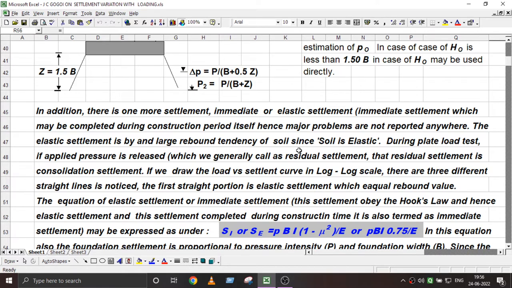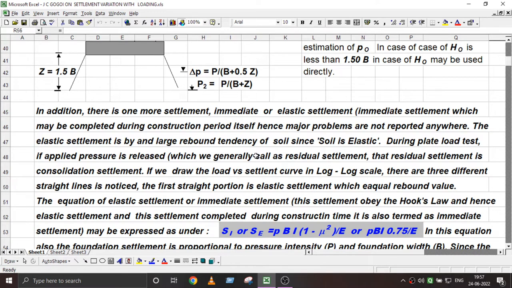If we place some heavy ball over the ground, the heavy steel ball, for some moment it will settle a micromillimeter, a little settle, but when released, it will take its original shape again.